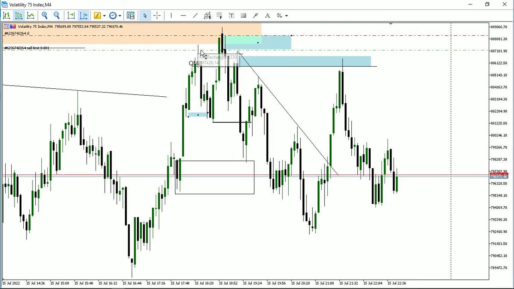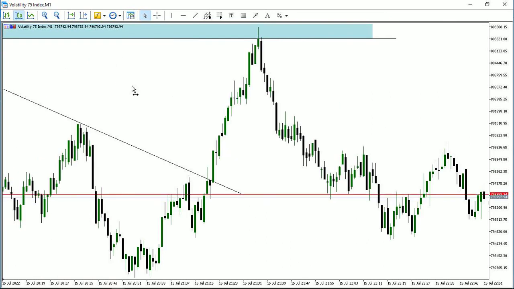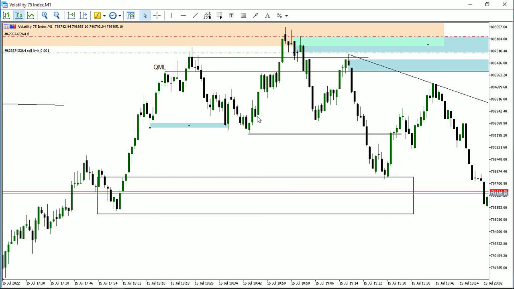QML right there. Refined too much. I placed my entry here instead of here because I was also looking at this as QML instead of this. Why? Because the 1 minute time frame is very clean and clear right there.